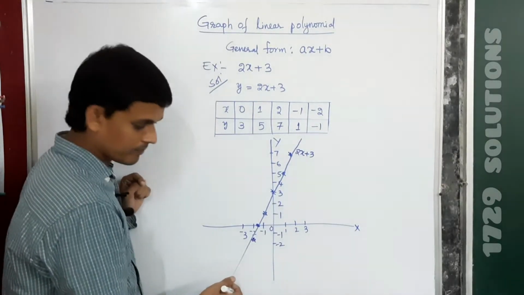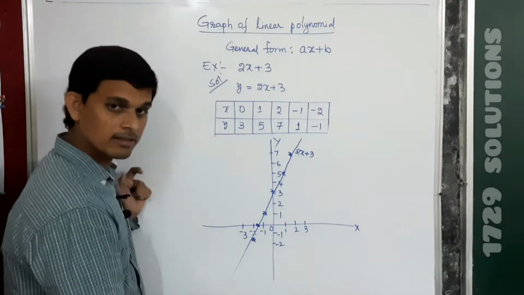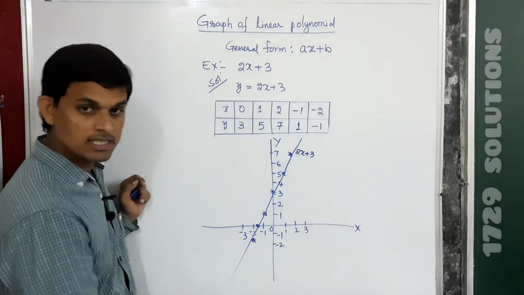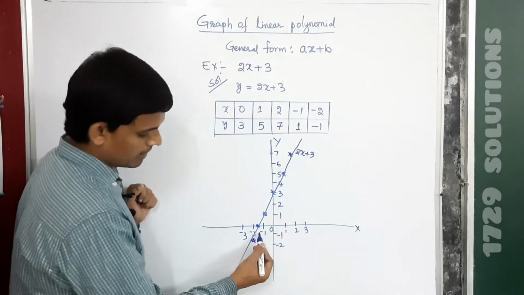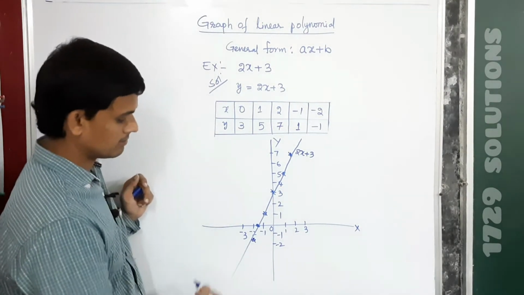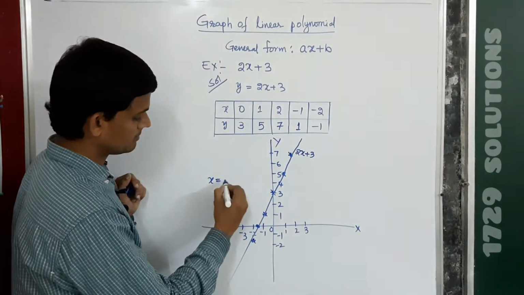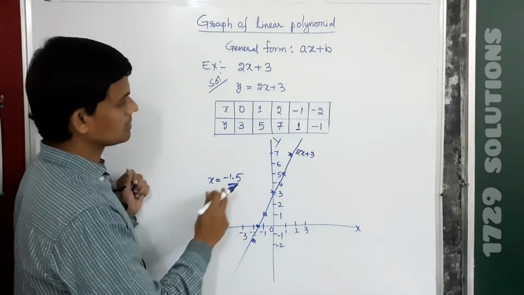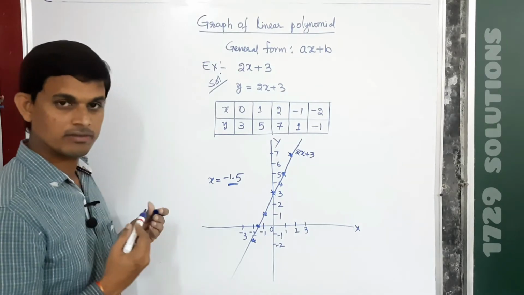Wherever it meets the x-axis, that is our answer. Clear? So between minus 1 and minus 2 it is minus 3 by 2, which is minus 1.5. Therefore the x value is minus 1.5. This is called a zero of the polynomial with the help of the graph. Clear?